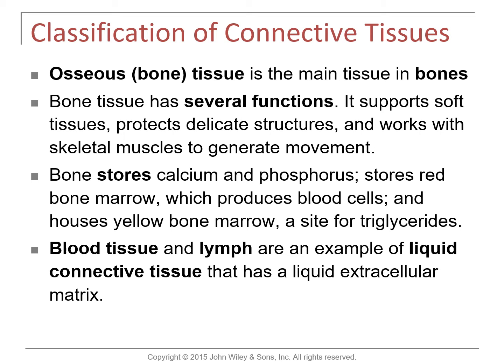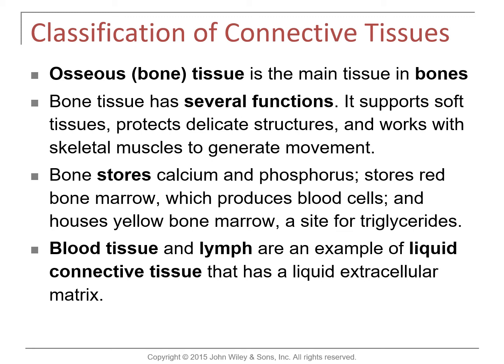Finally, we have our liquid connective tissues, which include blood and lymph. These have a liquid extracellular matrix with dissolved proteins, and the extracellular matrix, for example, the plasma of the blood, surrounds the cells of the tissue, and the cells of blood tissue are the blood cells, red blood cells, white blood cells, platelets, or erythrocytes, leukocytes, and thrombocytes, respectively.